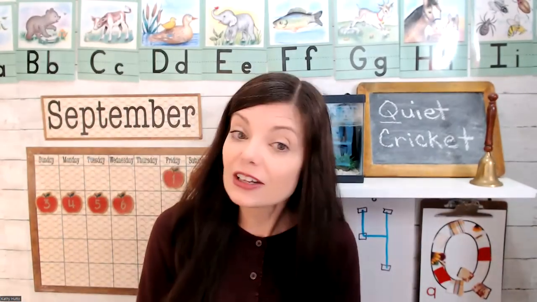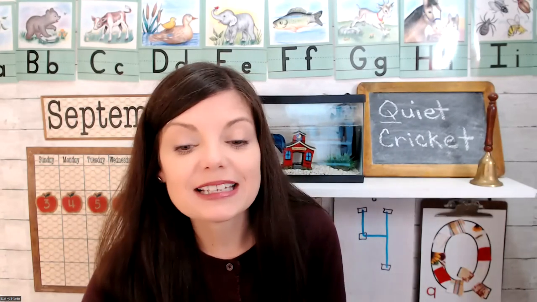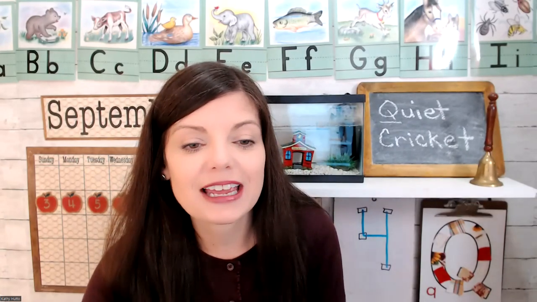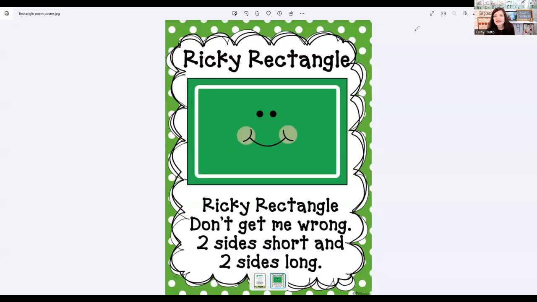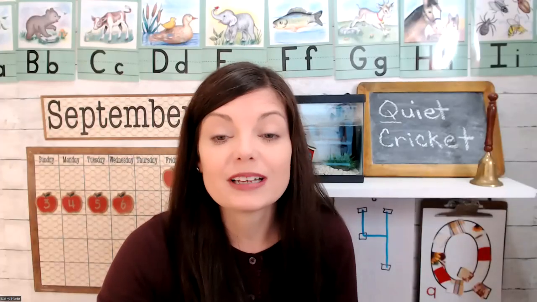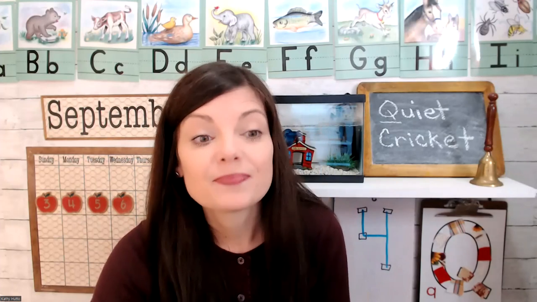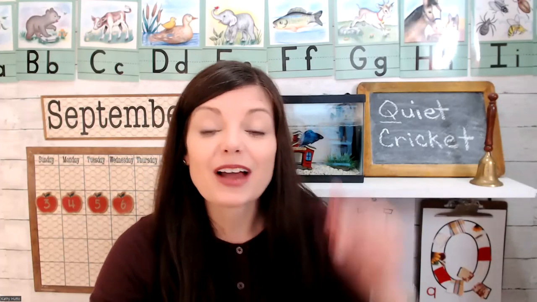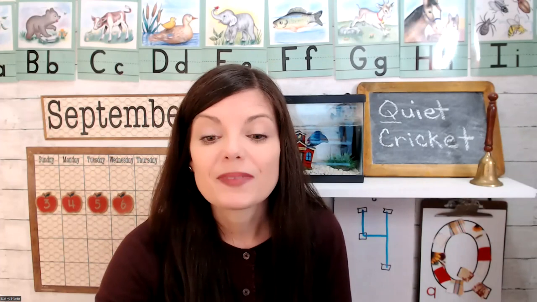And for our color and shape practice, let's take a look at Ricky Rectangle. Ricky Rectangle, don't get me wrong. 2 sides short and 2 sides long. So this is a rectangle. We're gonna head over to the table and we're gonna build a rectangle. And did you see what color Ricky was? Green. Green's the color that we're working on for this week.